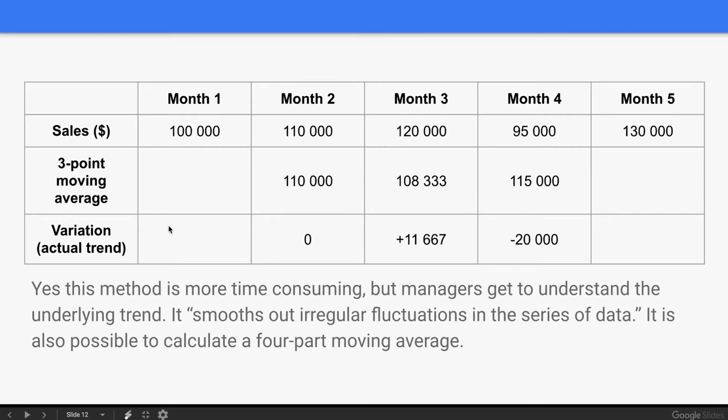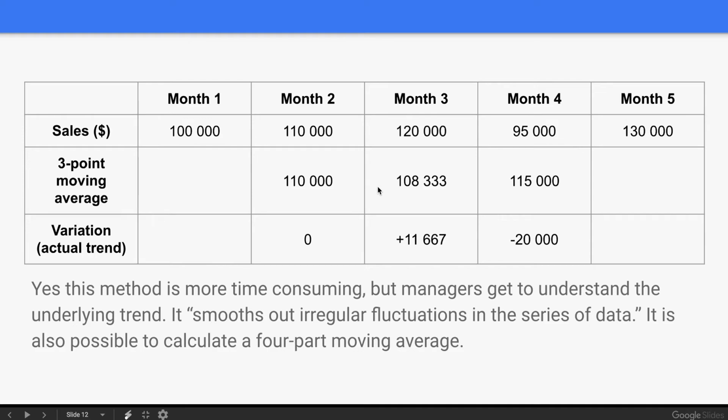So what you do is you calculate. You can see here that we're putting in our 3-month moving averages. Those are the numbers we just calculated, right? So 110 represents the average of these 3 numbers. 108 is the average of these 3 numbers. And 115 is the average of these 3 numbers. So that's the 3-point moving average.